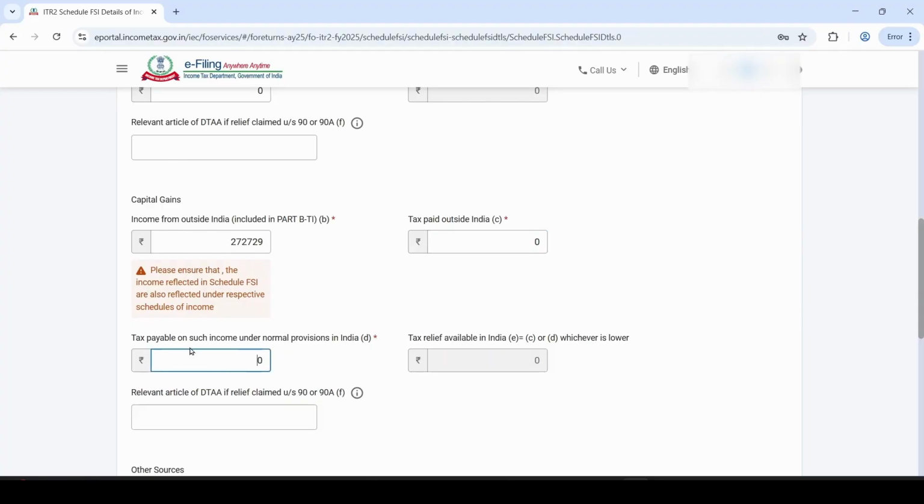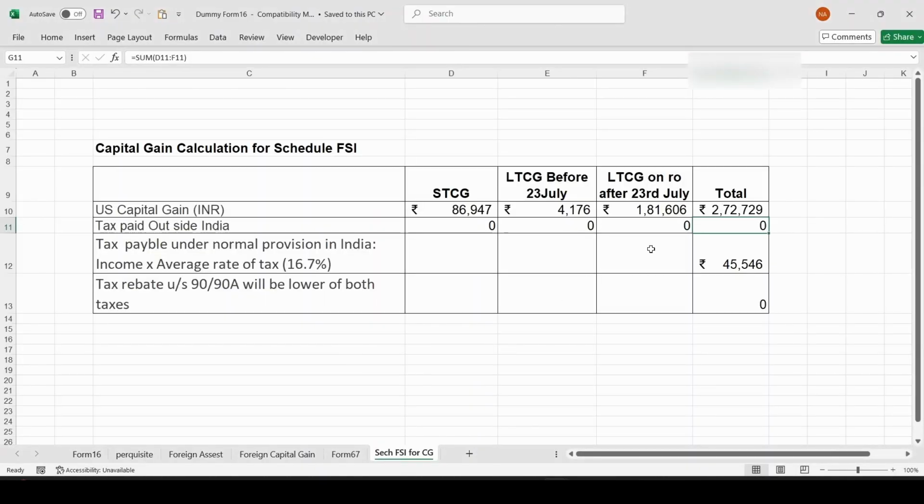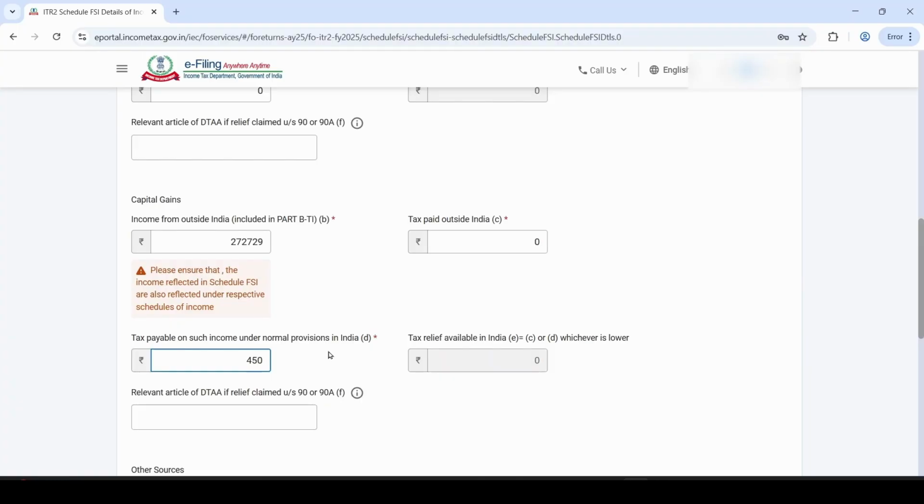Now we need to provide tax payable on such income under normal provision in India. So tax payable under normal provision in India will be our income multiplied by average tax rate. Our average tax rate is 16.7% as per my example. If you want to understand calculation of average tax rate, you can go through my video of Form 67. So our total income will be multiplied by average tax rate, that is 16.7. So our tax payable under normal provision in India will be 45,546.